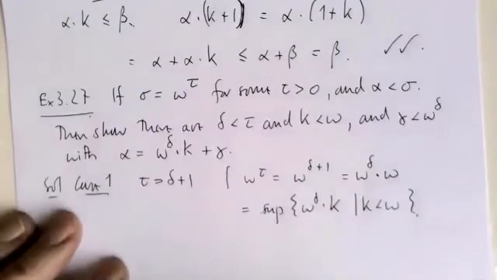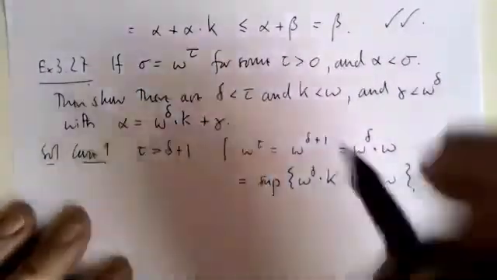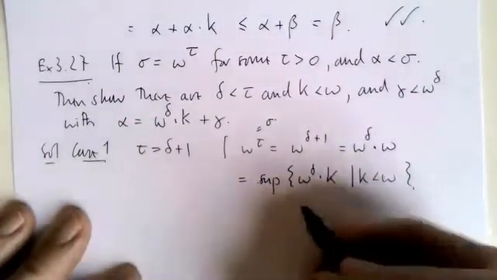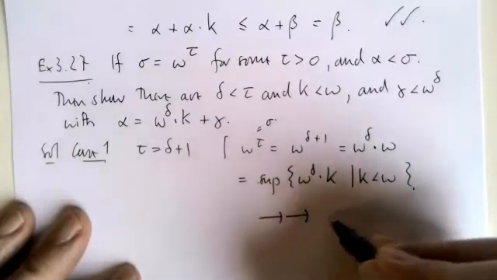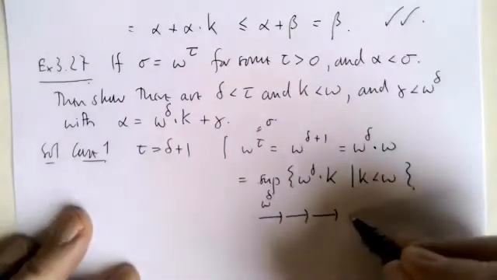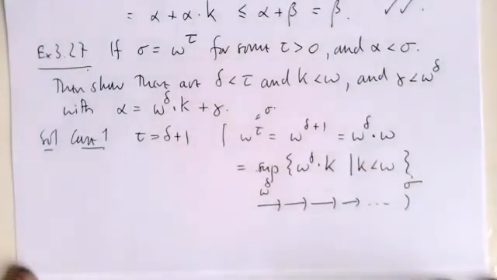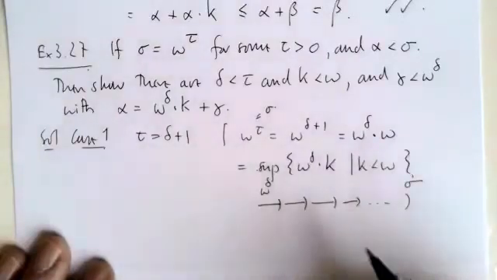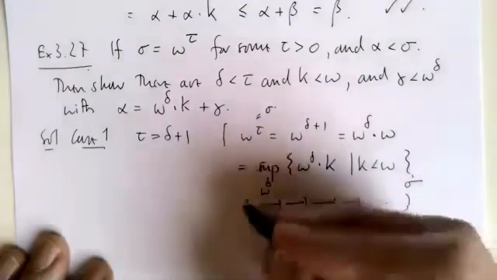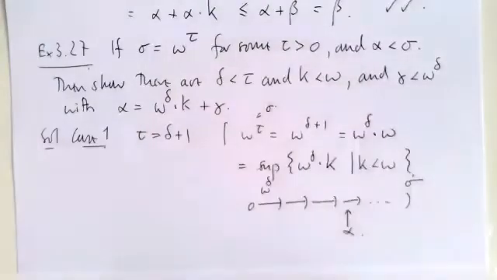Okay. So alpha is less than this sigma. Right, so this is sigma here. And if I were to draw it out, here now I've got multiples of omega to the delta. And sigma is the supremum of them. And alpha is less than sigma. So alpha falls down here somewhere, if this is 0. So alpha is somewhere in here, is the picture.